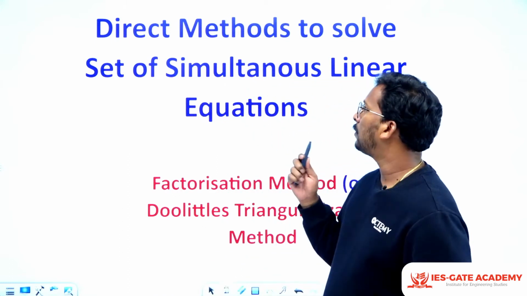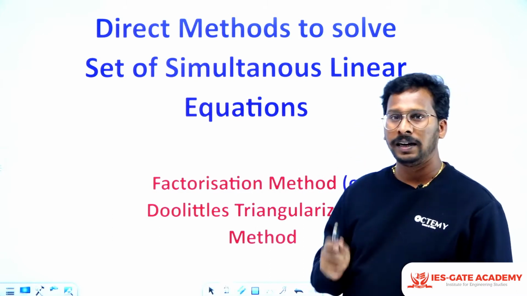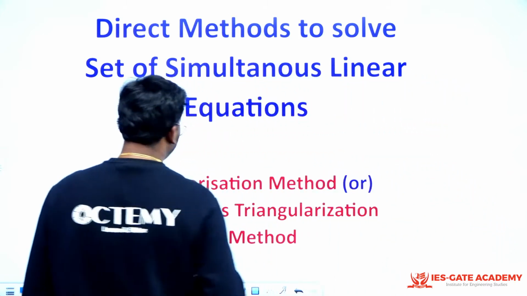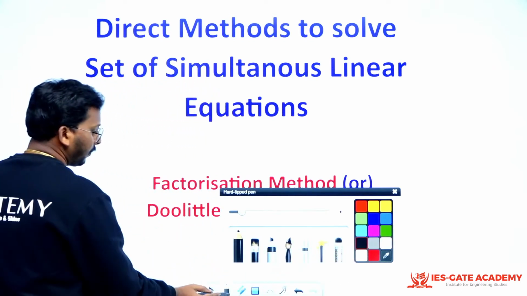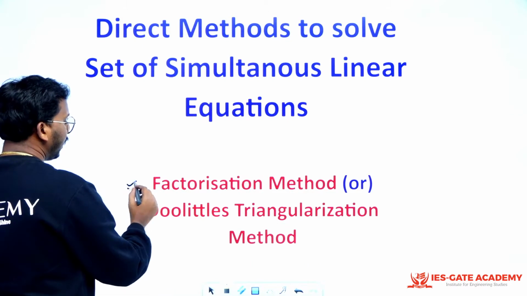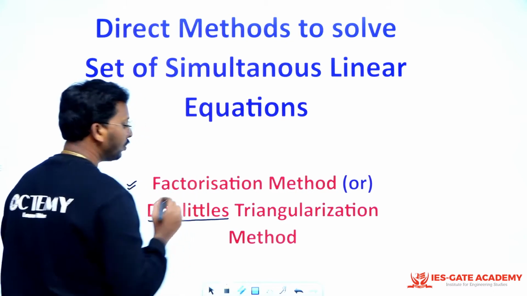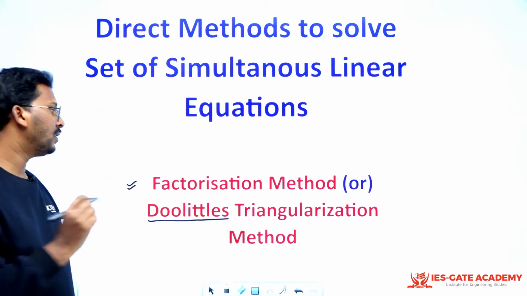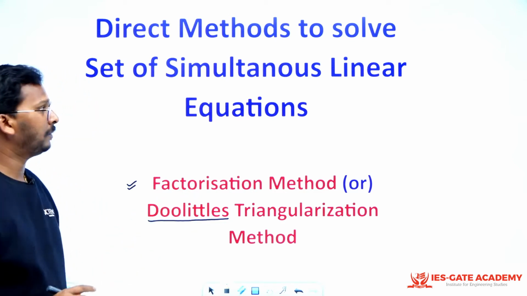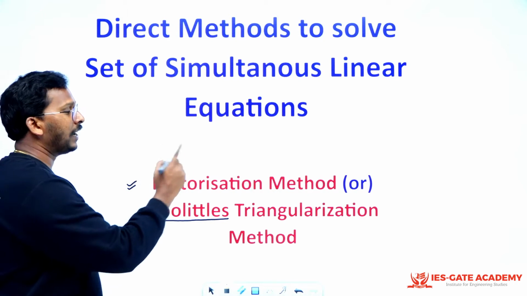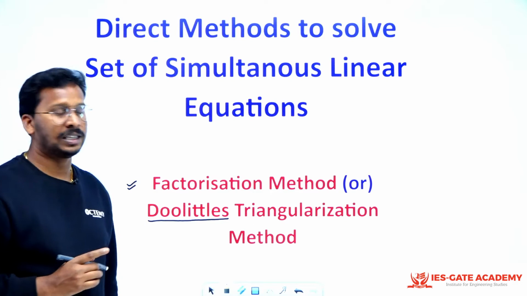In today's class, we'll be talking about part 2 of the direct methods to solve a set of simultaneous linear equations. In this class, we'll be looking at a very good method called the factorization method, which is also called the triangularization method. There are two scientists' names generally used. One is Doolittle's and the other is Crout's. By default, if you are asked to do factorization or triangularization, we'll apply Doolittle's method. I'll tell you the difference between them. So today's topic is the factorization method or triangularization method, also called the LU decomposition method.